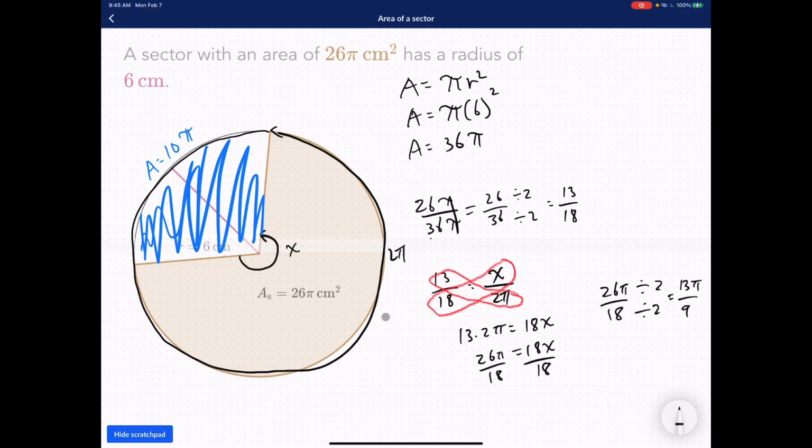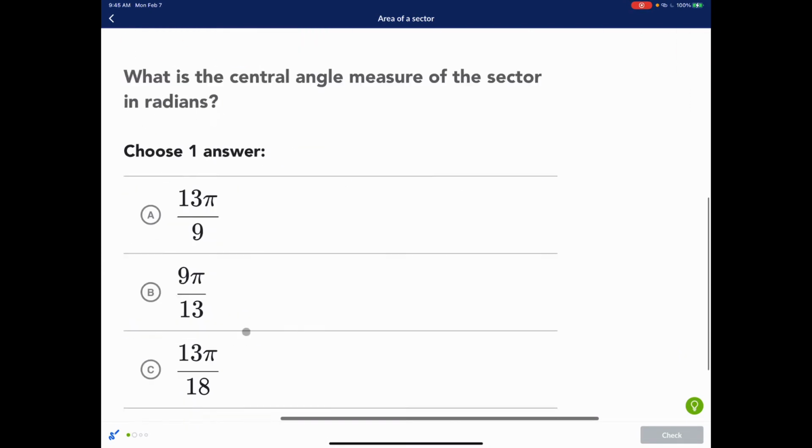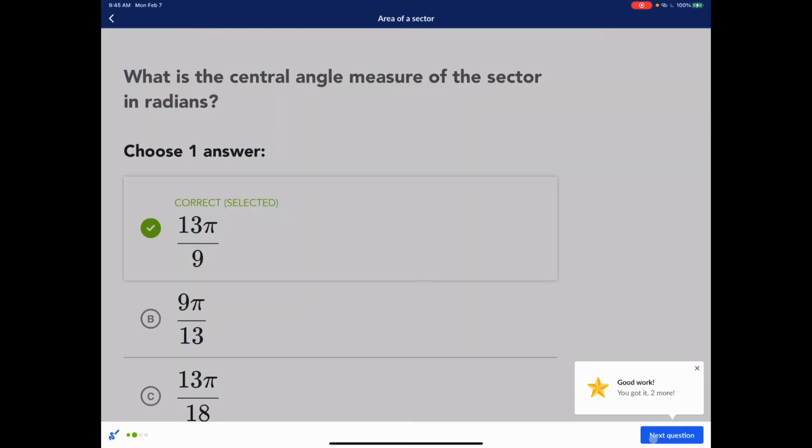Which makes sense, right? It's greater than 9 pi over 9, which is 1 pi. So it's greater than 1 pi, which is half of the circle. And yeah, so that seems about right. So let's see, 13 pi over 9, and we get it. Nice.